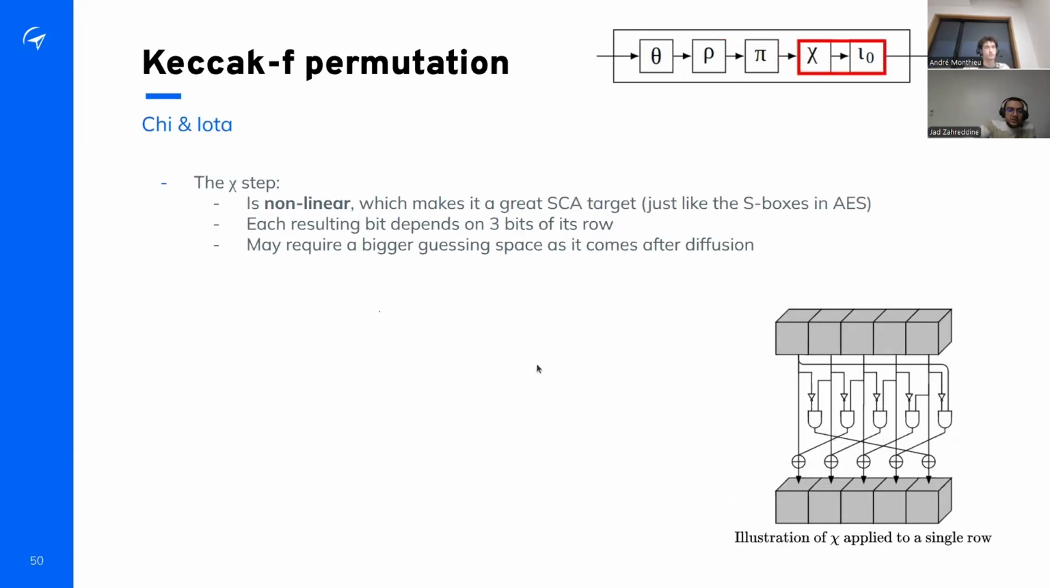Moving on to the last 2 substeps, we've got the chi step, which is nonlinear, and this makes it a great side-channel analysis target, just like S-boxes in AES, which we love to attack. Each resulting bit will depend on 3 bits of its row. This may require a bigger guessing space because it comes after the diffusion of theta. However, it doesn't make the attack impossible, only harder.